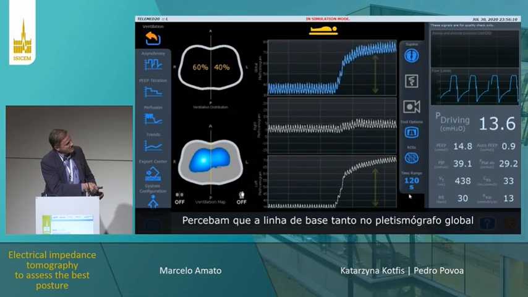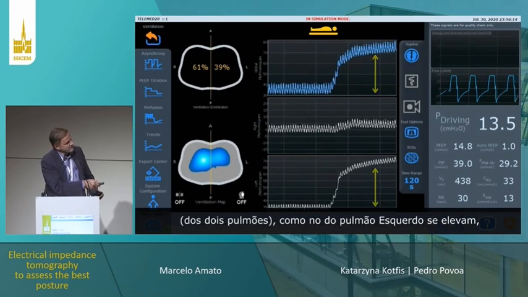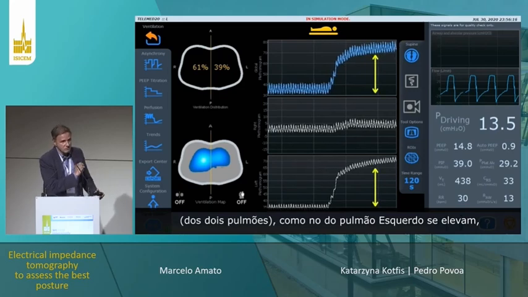This represents the change in end expiratory lung volume, okay? And the size of the oscillations is the local tidal volume. So look at the amount of increase in end expiratory lung volume. It's amazingly high.